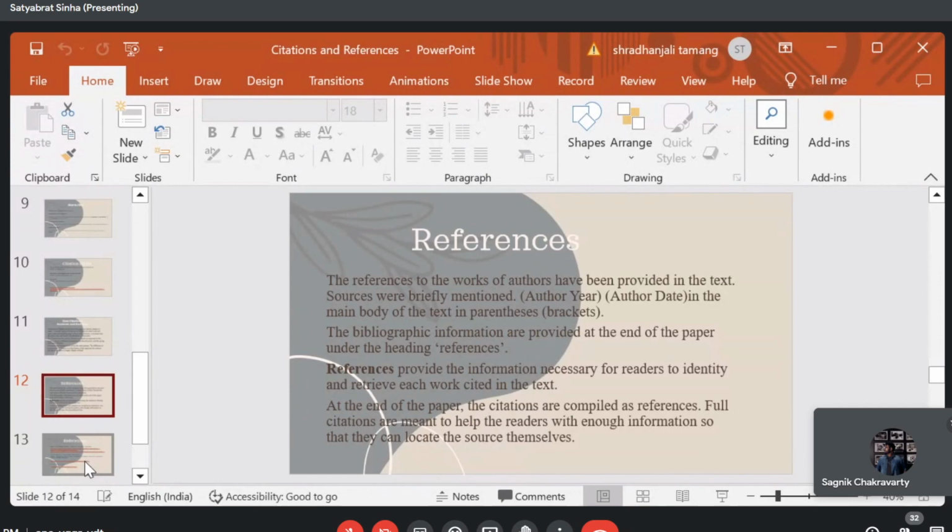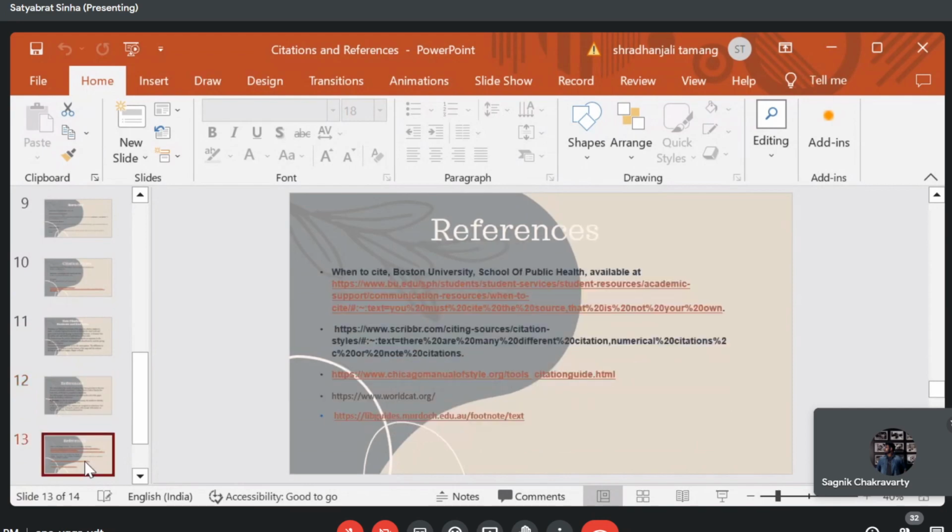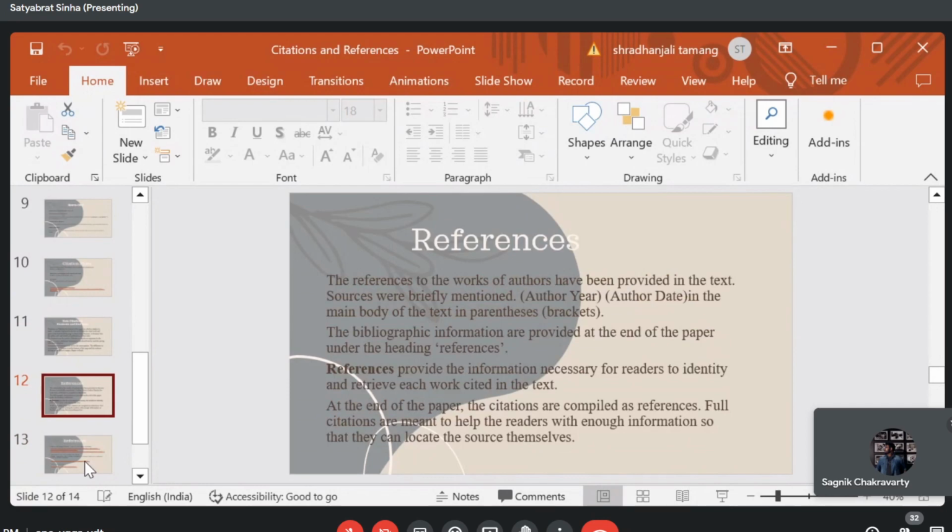So at the end of the paper, you will have something called references, and the references will provide the necessary information for readers to identify and retrieve each work that you've cited. So basically, the citations are compiled as references, and full citations are to help readers with enough information.